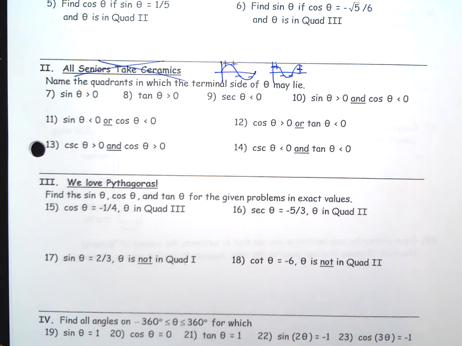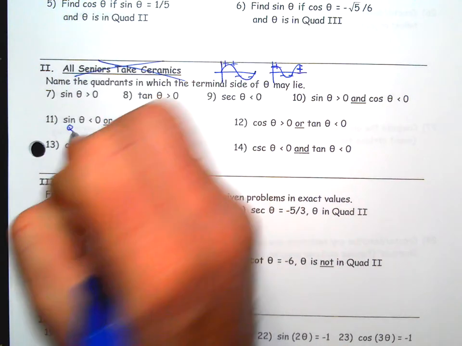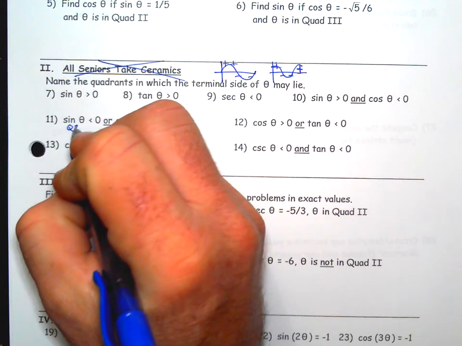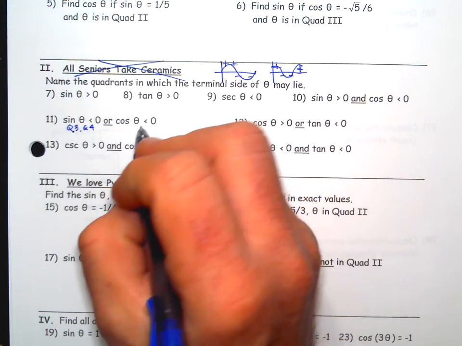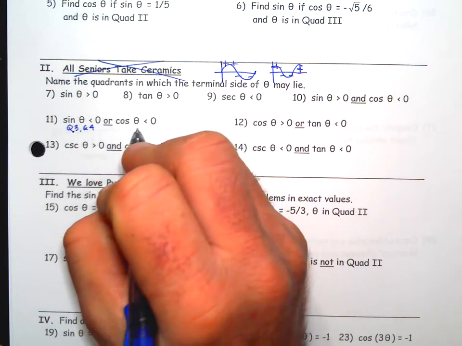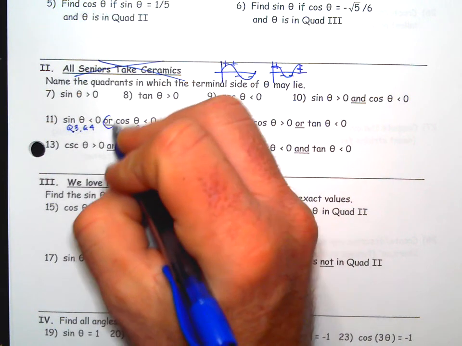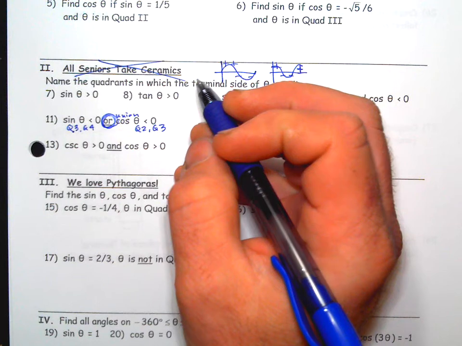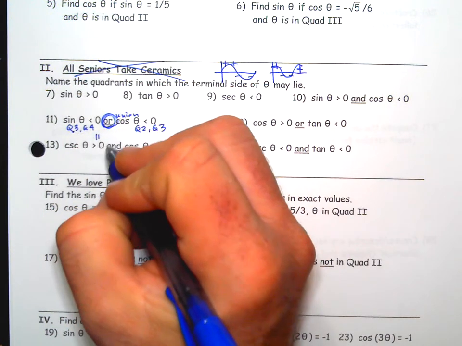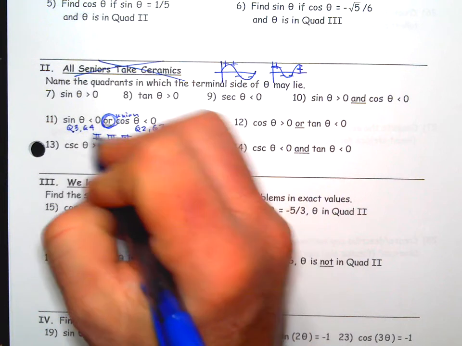So number 11, when is sine less than 0? Well, that's quadrant 3 and quadrant 4. A lot of times you use Roman numerals. Cosine is negative in quadrant 2 and quadrant 3. Now the key word here is or, which is like union, which means we don't care if they overlap. We want all of them. So in quadrant 2, 3, and 4. For your final answer.